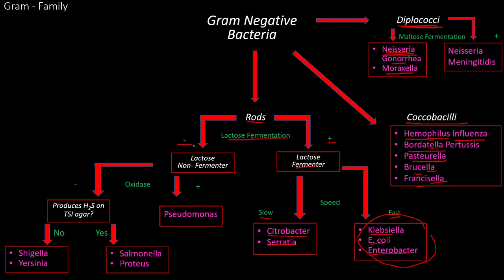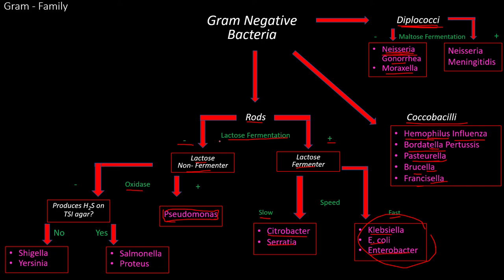Now, let's say it does not ferment lactose. It's a lactose non-fermenter, right? Now you have a test to do. You call it the oxidase test. If it does not ferment lactose and it's oxidase positive, Pseudomonas. And remember what I said about Staph aureus being kind of like a final boss? This is like a final boss of bacteria. This is a very tough bacteria to deal with if you get an infection from it, okay? It's called Pseudomonas, especially its subcategory Pseudomonas aeruginosa. We'll be talking about that next time.